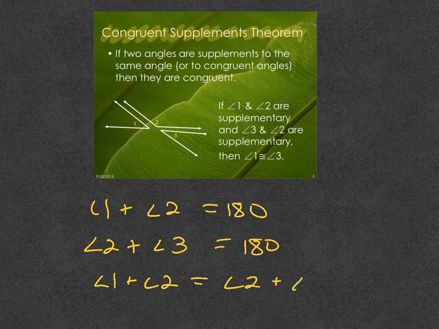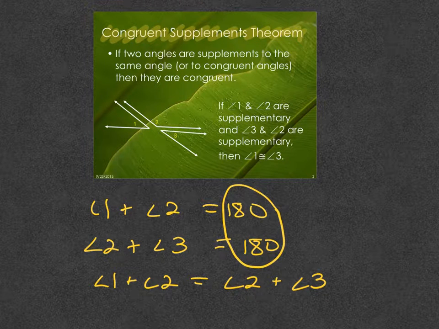Why is that? Because they're congruent. They both equal 180, right? Yeah. And if they both equal the same thing, can I replace 180 with the other half? Yeah. What's that called? Substitution. So I can substitute 2 plus 3 in for 180, yes?